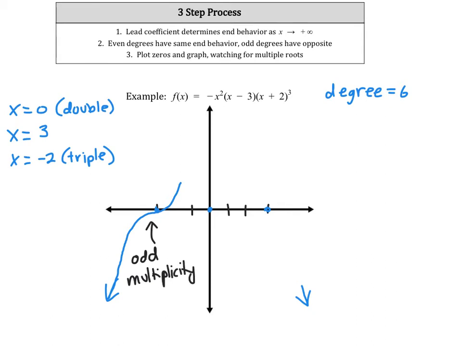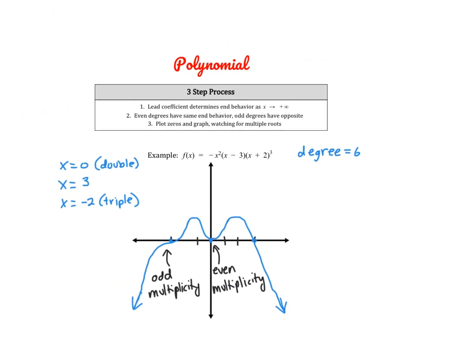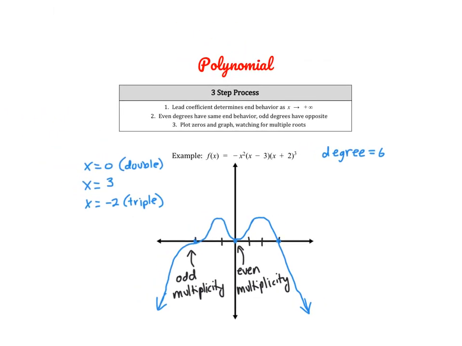Okay, so now let's address that double root that's happening at x equals 0. So when you have a double root or any even multiplicity, it actually touches the 0 and then turns back around. So it actually doesn't cross through completely. So once again, this is true for any even multiplicity. And then if you just have a regular single root, like at x equals 3, it's just going to go straight through. No slowing down, it doesn't touch and turn around, just straight through. So there is the simple 3-step process to graphing any polynomial function.